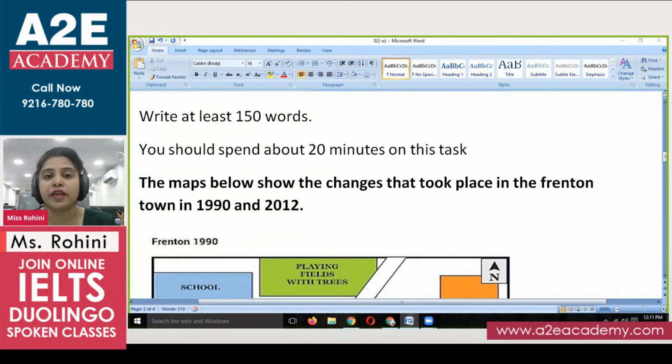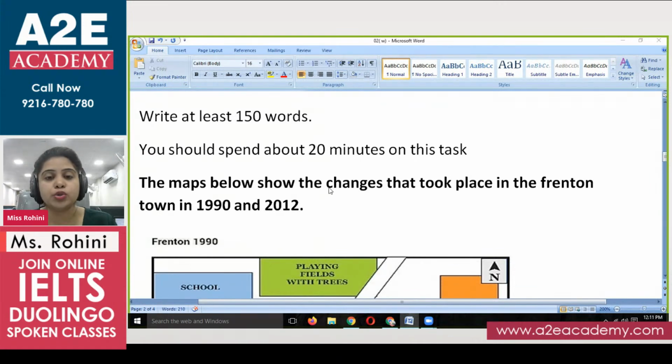And moreover, if you are writing your Task 2, where you have to write 250 words, and the time you have to give is 40 minutes, including revision and planning. So in today's task, you can see the introduction. First of all, you have to paraphrase it while using synonyms.